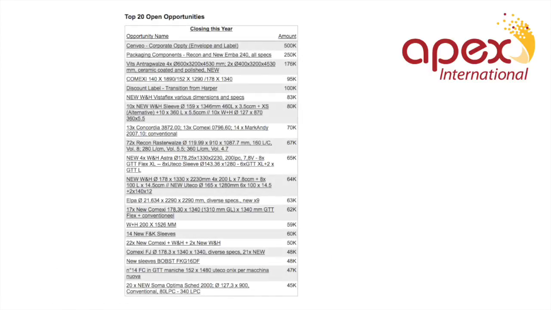Your top 20 open opportunities is a stack ranking of your highest value opportunities scheduled to close this year. This creates a nice visual of your most important business opportunities and allows you to keep them front of mind. You should strategize how you can maximize your chances of winning this high-value business and ensure timely follow-up.